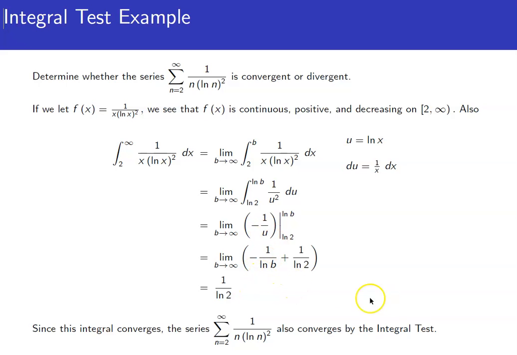Plug those values in, so we'll get negative 1 over log b minus negative 1 over log 2. And now as b gets really, really large, natural log of b also gets very, very large, so this first term goes to 0. So the limit turns out to be 1 over log 2. Now again, it doesn't matter what the value is, it just matters that the limit exists. Since the limit exists, the integral converges, so the series also converges by the integral test.